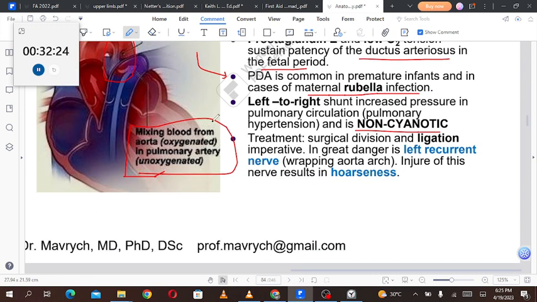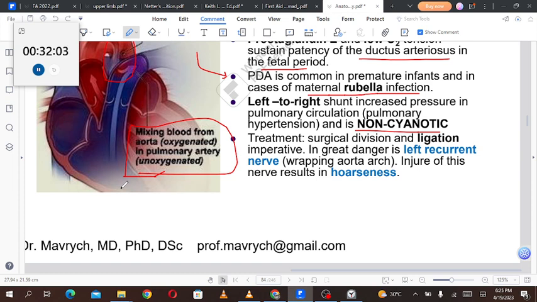Among the cyanotic, let me enumerate them. The non-cyanotic are VSD. It will be very hard to write them all, so listen carefully. The first one is VSD, then ASD, and the patent ductus arteriosus. These three conditions, along with coarctation of aorta, if you can call it a congenital anomaly, which normally you can't. So these four conditions are non-cyanotic.